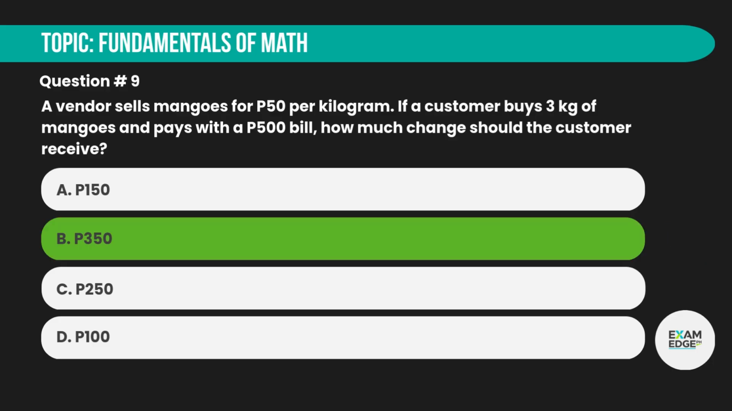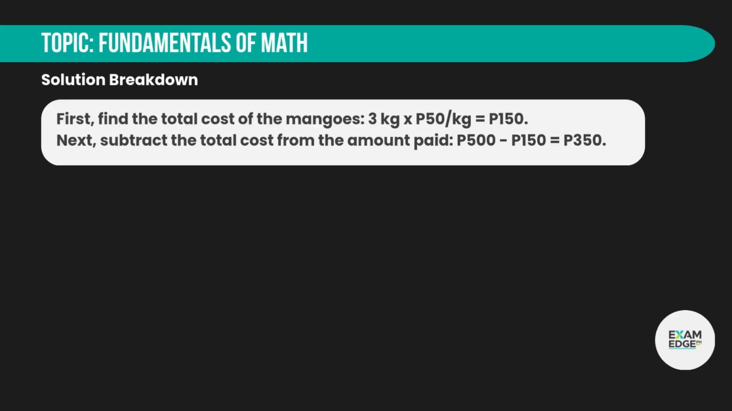Correct answer. B. 350 pesos. Solution breakdown. First, find the total cost of the mangoes. 3 kilograms times 50 pesos per kilogram equals 150 pesos. Next, subtract the total cost from the amount paid. 500 pesos minus 150 pesos equals 350 pesos.